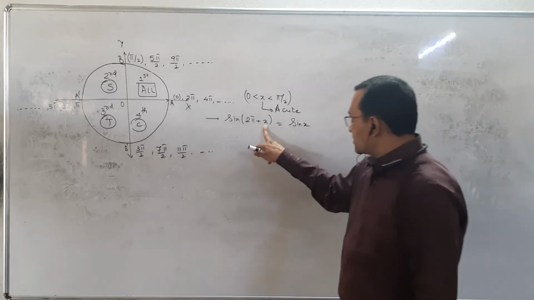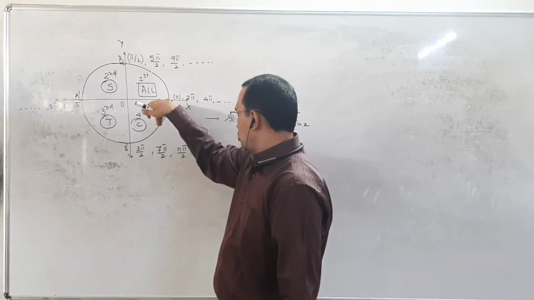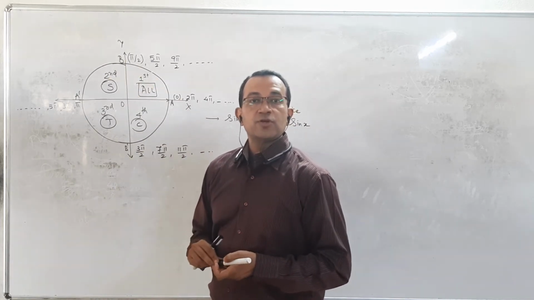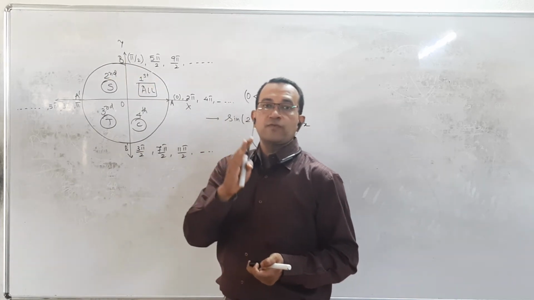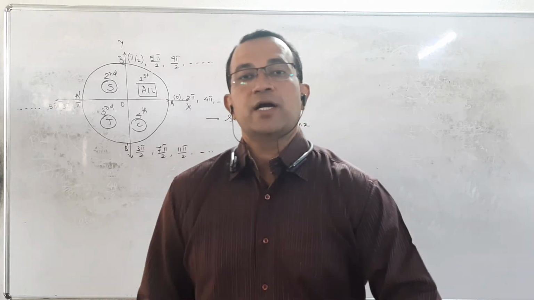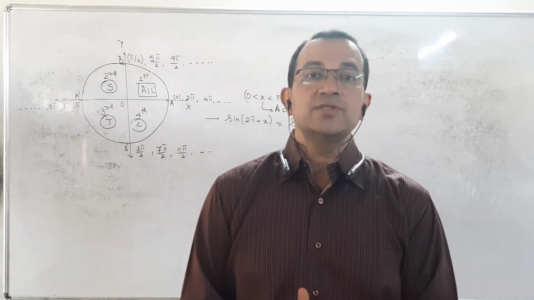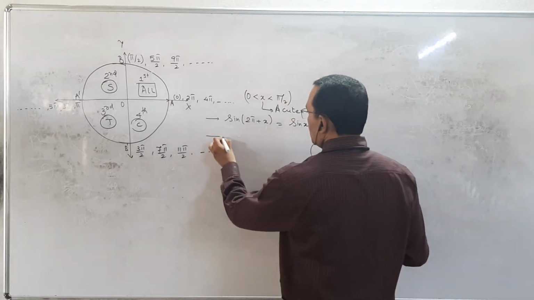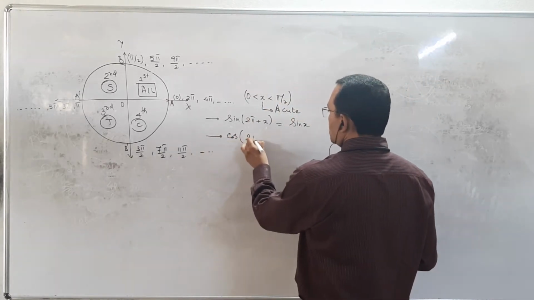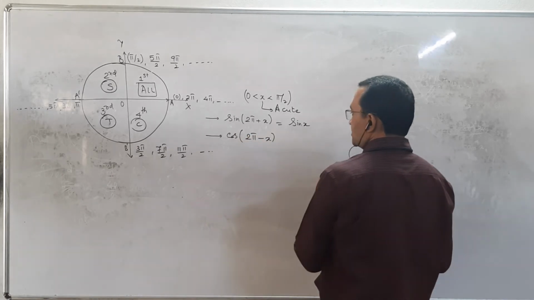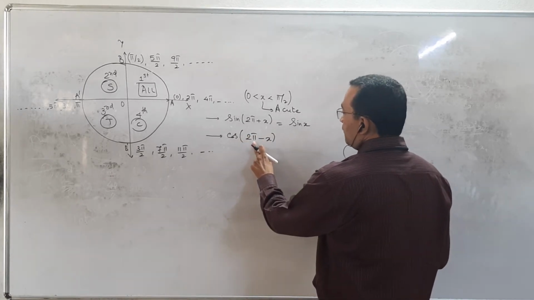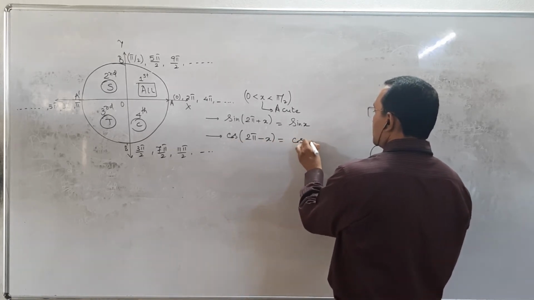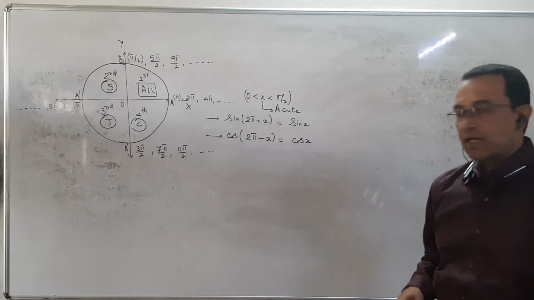Now 2 pi plus x will fall in the first quadrant. I told you up to 2 pi it is A, plus x, where x is acute. So in the first quadrant all functions are positive. So the answer is sin x with a positive sign. So one more. Suppose I am writing cos of 2 pi minus x. Whenever it is a multiple of pi, the answer will be the same function with this acute angle x. So the answer is cos x.